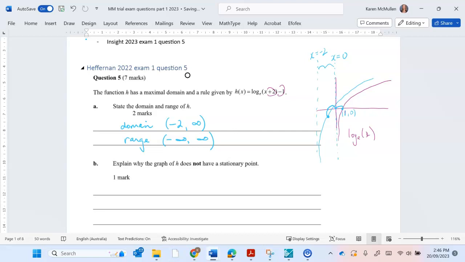Alright, part B, explain why the graph of h does not have a stationary point. So if you have a stationary point, alright, it means your derivative has to equal 0 at some point. So the derivative of h is equal to 0 at a stationary point. So it does not have a stationary point because your derivative cannot equal 0. So you can just write x does not equal 0. Might be a good idea to do what the actual derivative is. So that's where you can refer to your formula sheet.